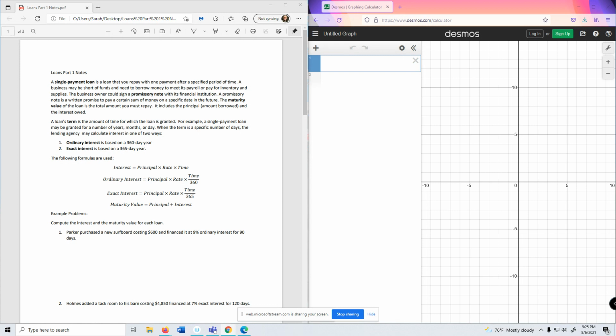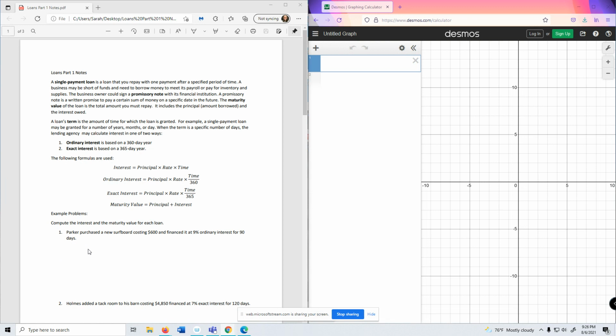For the first couple of example problems, one quick thing is you need to pay attention to whether it's ordinary interest being used or exact interest. Ordinary interest deals with a 360-day year, whereas exact interest we use 365 in our formula instead. Other than that, it's all based around our basic interest formula, which we know is principal times rate. Remember to change your percent to decimal form, and then time.